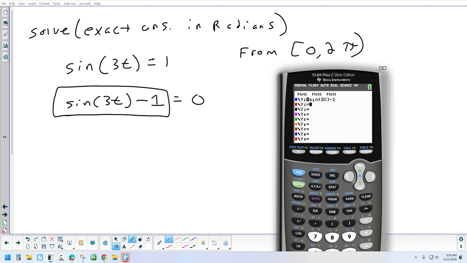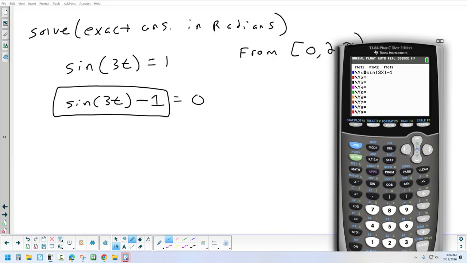Exact answers. How do we want to set the calculator to do those? You have to make sure the mode is in degrees first and then change to radians by hand. That's the only way you're going to see the nice answer, and then you change to radians at the end. So what should I set for a window? I'm already in degrees.